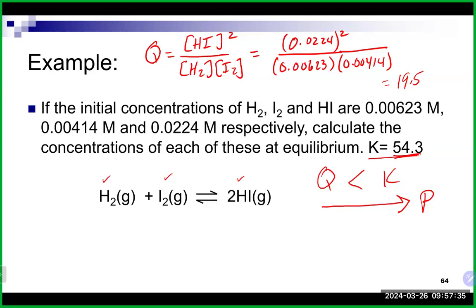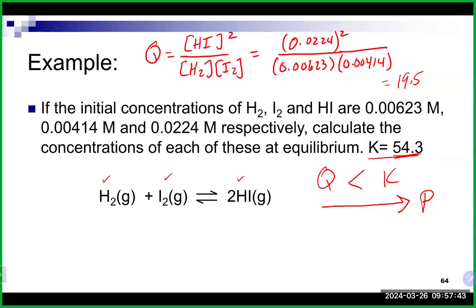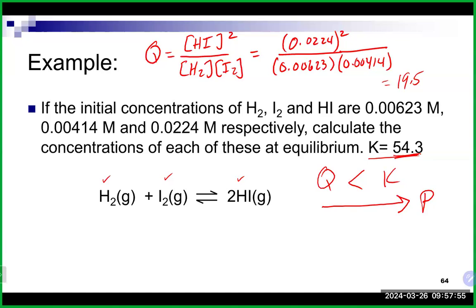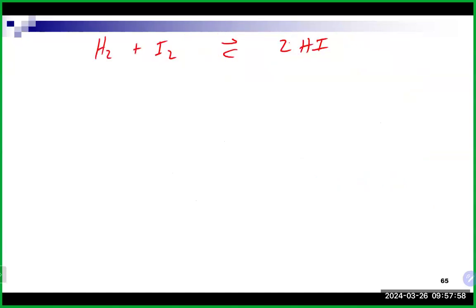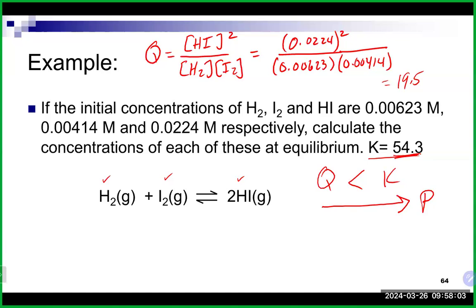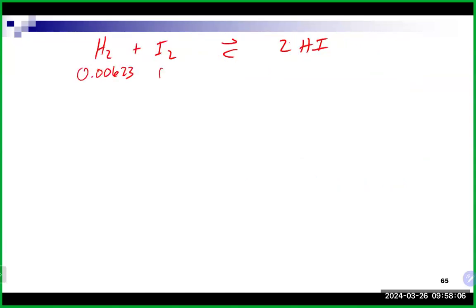So now we could actually get into the calculation, which looks not fun, but we'll do it. Why not? All right. So we have here H2 and I2. We got a little H2 plus some I2 going to 2HI. And again here, initially we got for H2 0.00623, for I2 0.00414, and for HI 0.0224. All right, got all my numbers here.